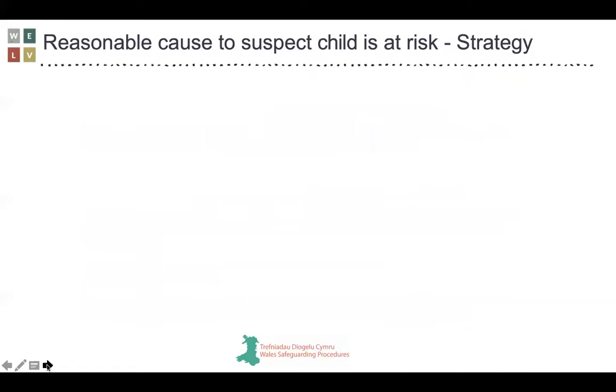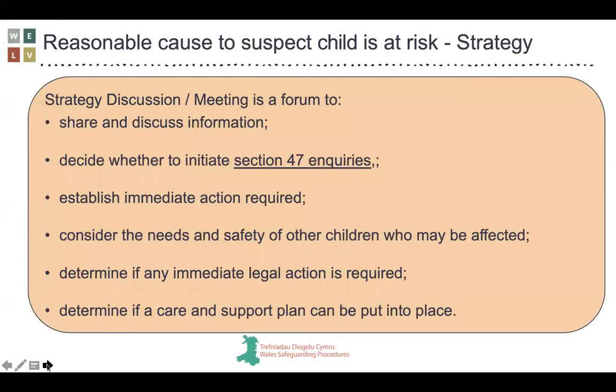If the fourth option, the fourth decision is reached, that there is reasonable cause to suspect a child is at risk, then a strategy discussion or meeting must be held. The strategy discussion or meeting is the forum to share and discuss information agencies hold, to decide whether to initiate Section 47 inquiries in order to ascertain if the child is at risk of significant harm. It's the forum to establish immediate action that is required and to consider the needs and safety of other children who may be affected. During the discussion or the meeting, a determination will be reached as to whether immediate action is required legally and to determine if a child support protection plan needs to be put in place.